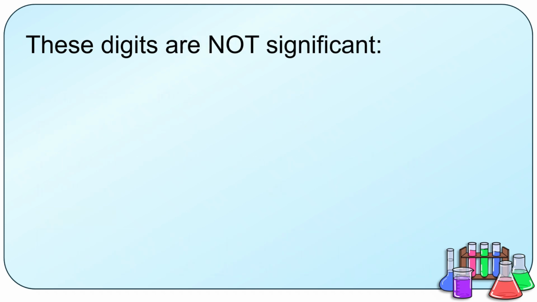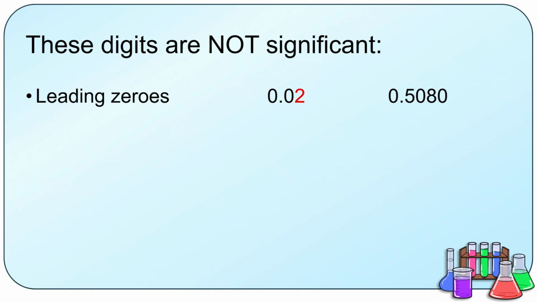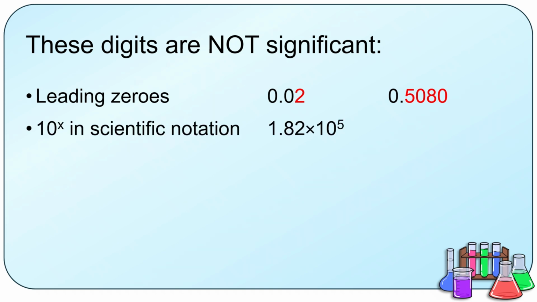So which digits are not significant? Leading zeros are never significant. 0.02 only has 1 significant figure, and 0.5080 has 4 significant figures. Finally, if you have scientific notation, the second part with the times 10 to a power is not significant. In this first example, there are 3 significant figures. In the second example, there are 2 significant figures.